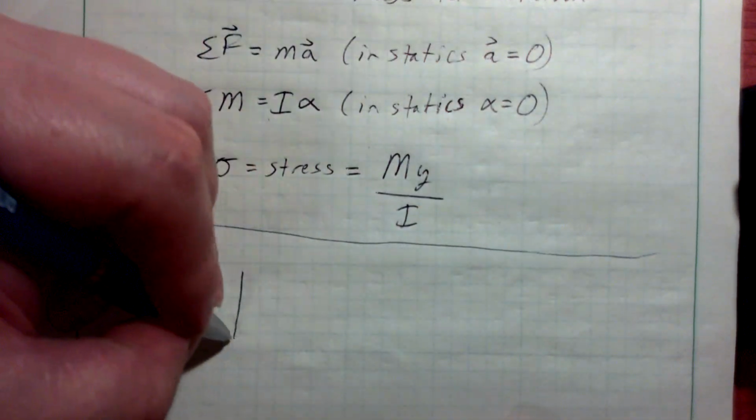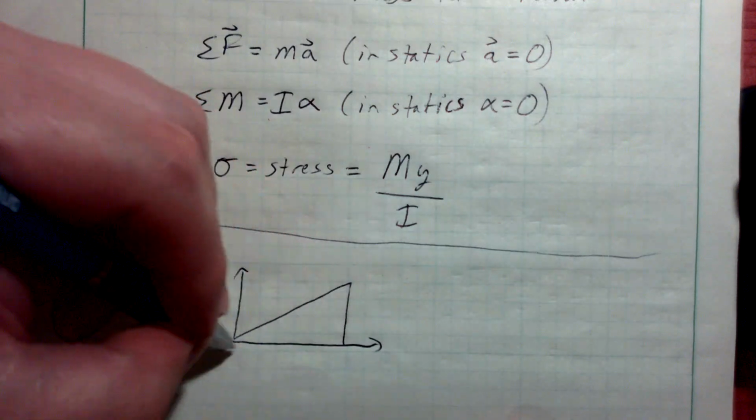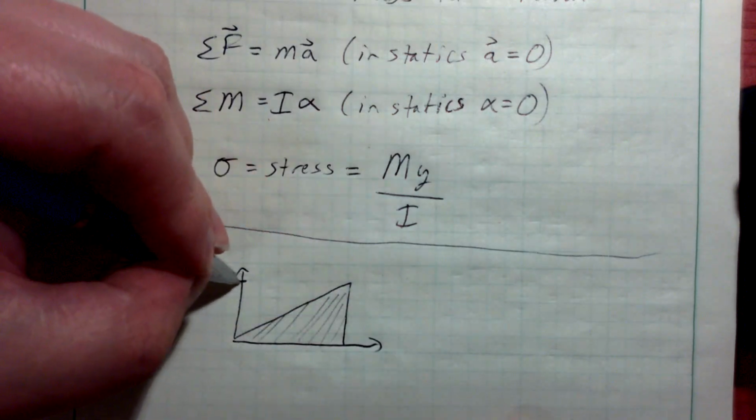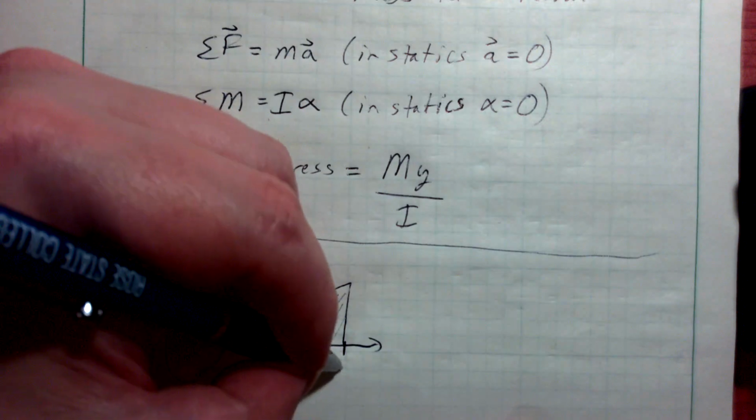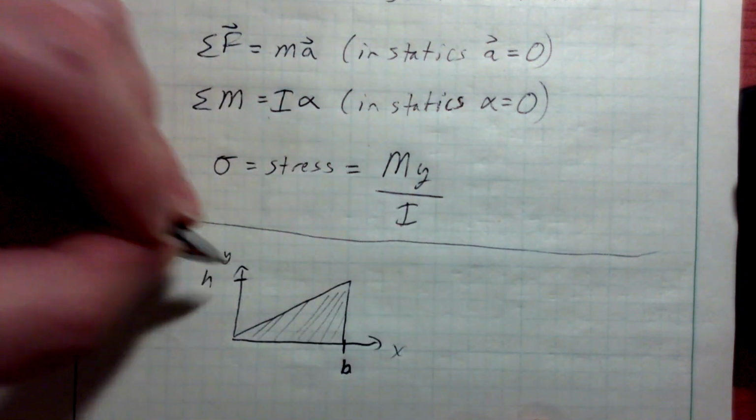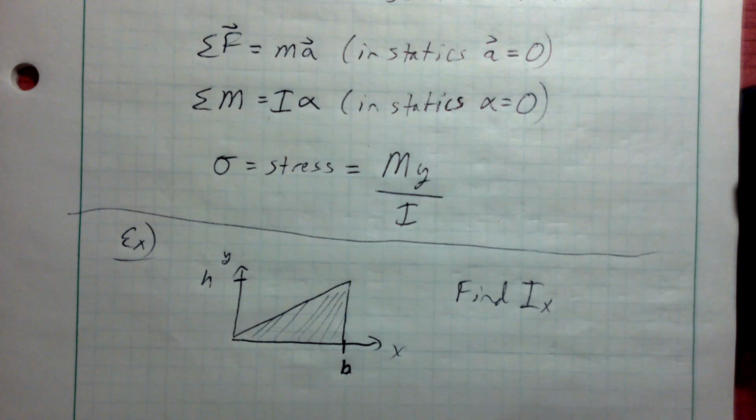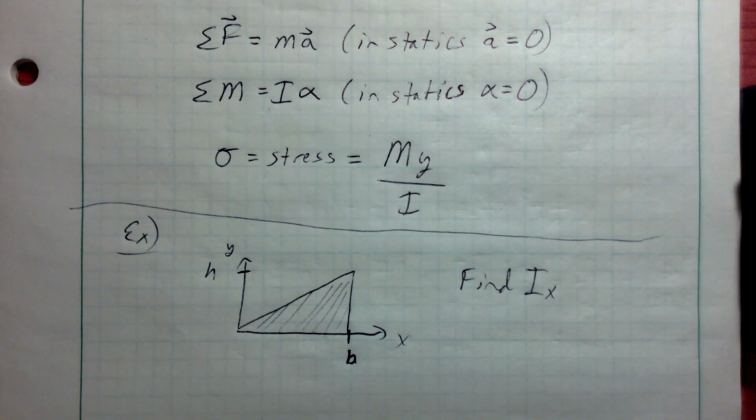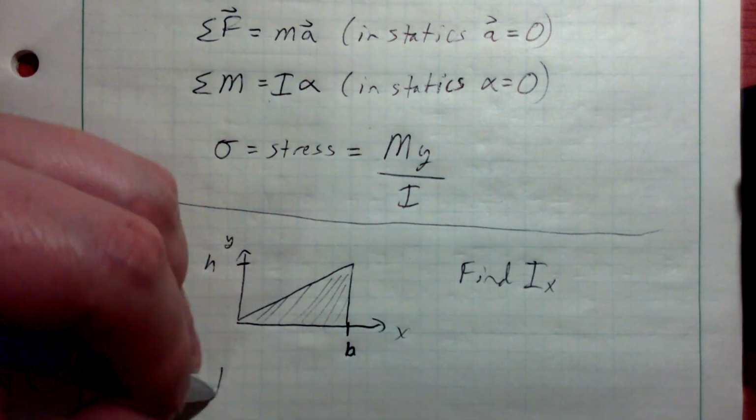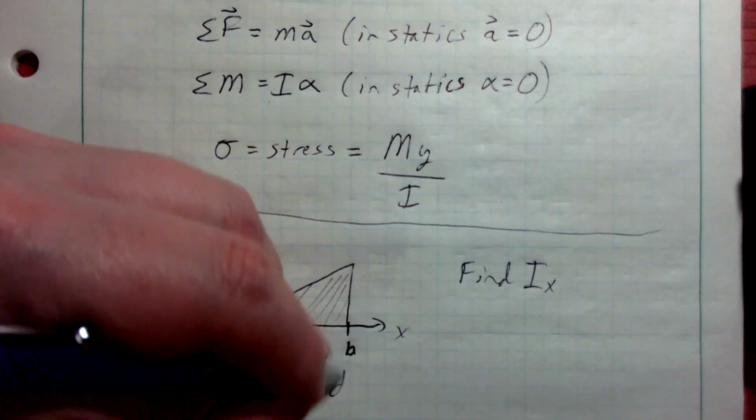Example. Let's just keep a very simple triangular region. We'll say on the y-axis it goes up to h, and on the x-axis it goes out to b. So base and height on the x and y. So let's say we want to find the moment of inertia about the x-axis for this particular shape. Okay, well, remember the moment of inertia is going to equal the integral of y squared with respect to area.